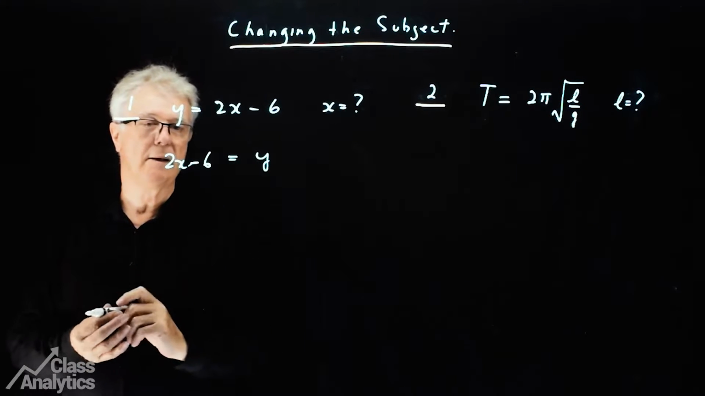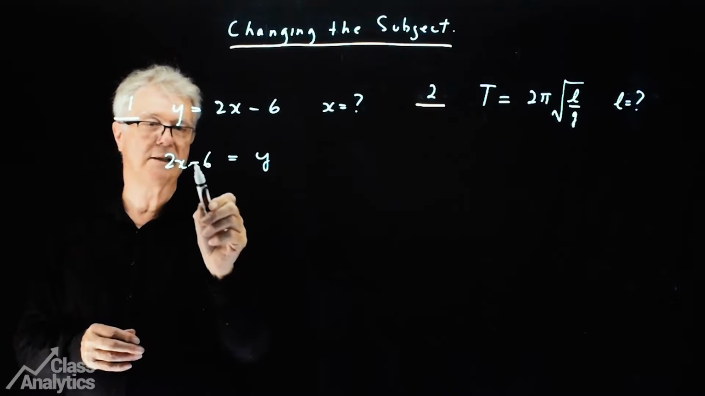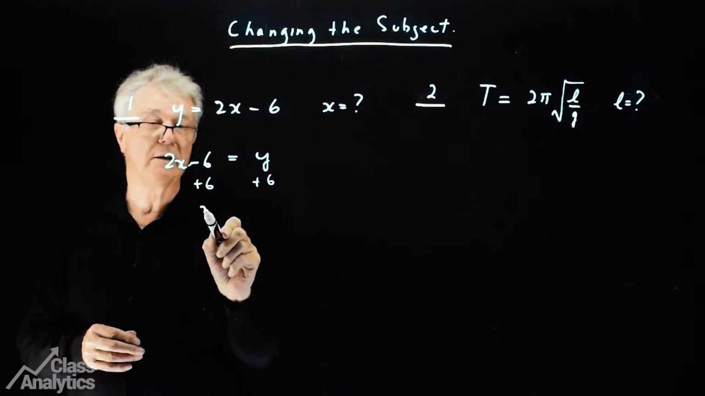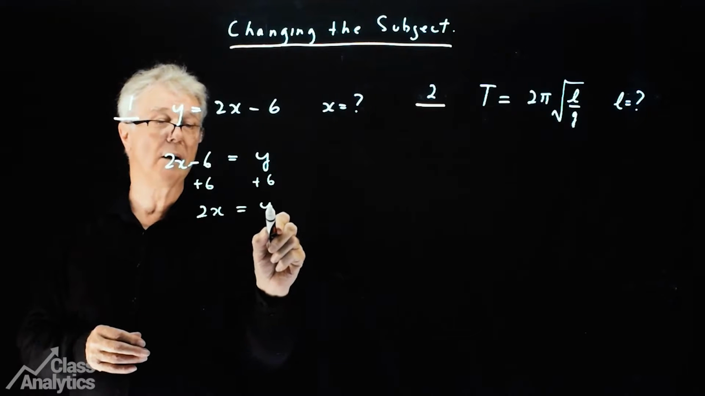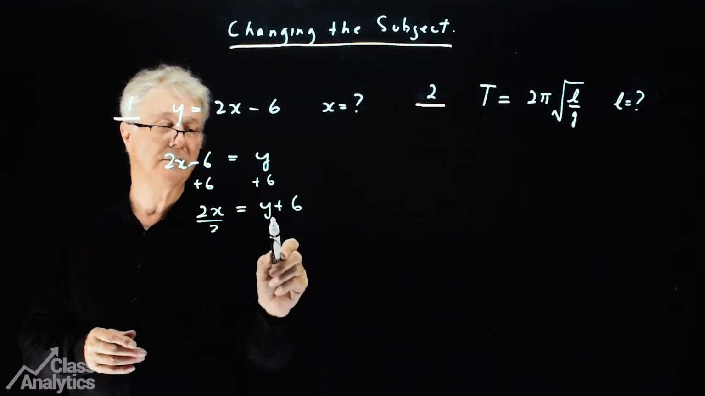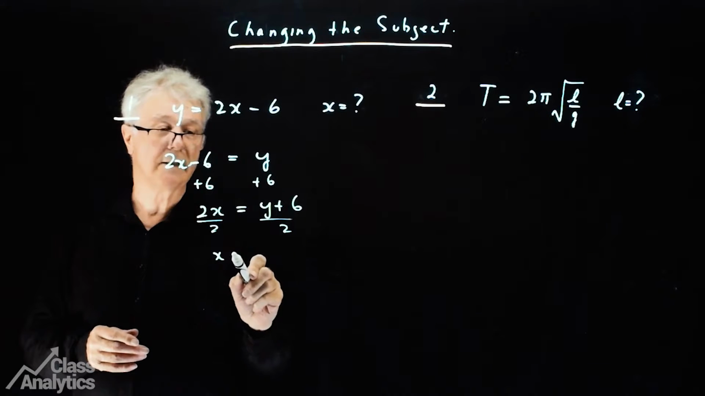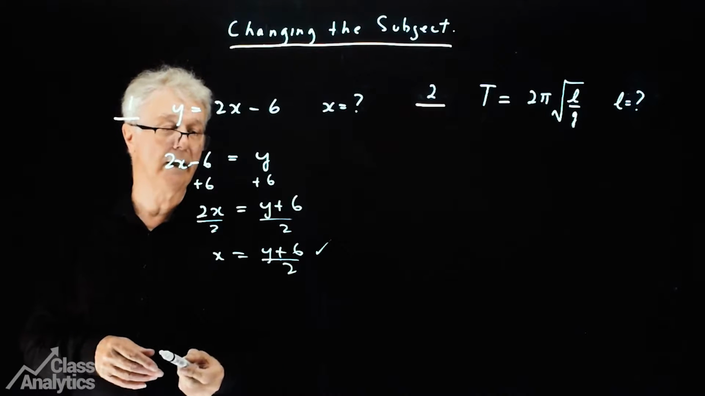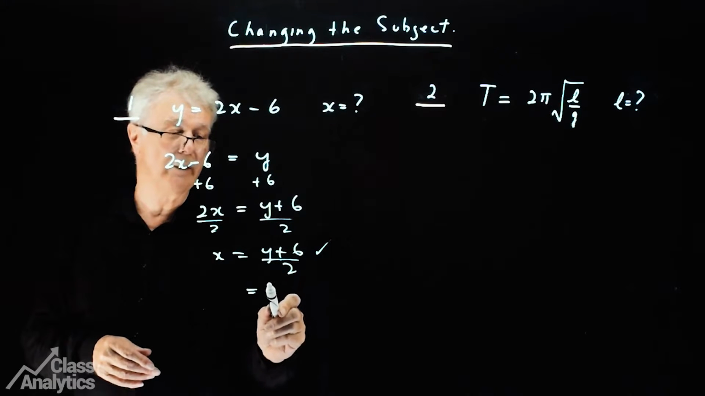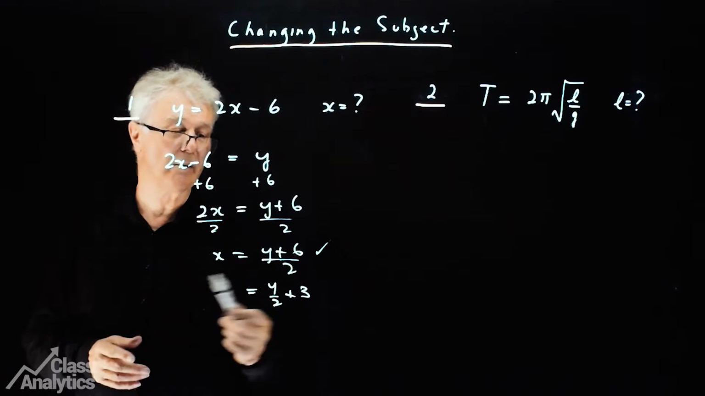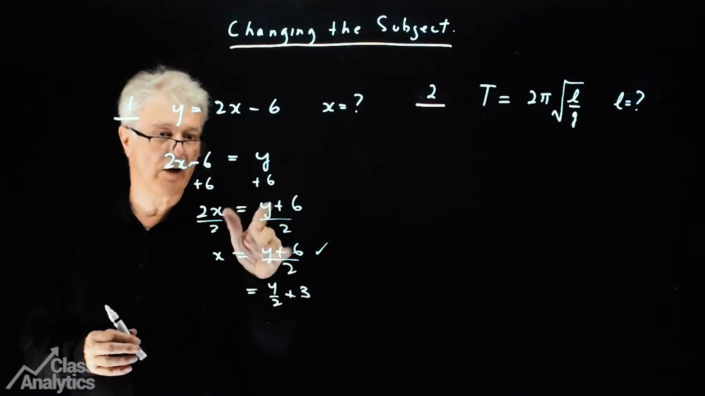Just do that. Now here, I don't want that 6 there, so I add 6 to both sides, just like a normal equation really. And now we've got 2x equals y plus 6. Almost done now. We divide by 2, and x equals y plus 6 over 2. And that's fine. You can leave it like that. But if you want to split it up, you can write it as y over 2 plus 6 over 2, which is 3. That's another way of writing it. So you just rearrange that equation.